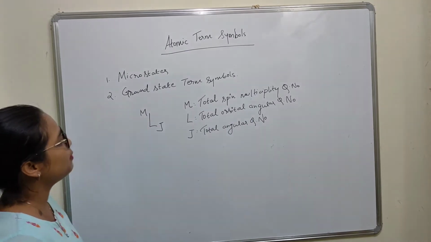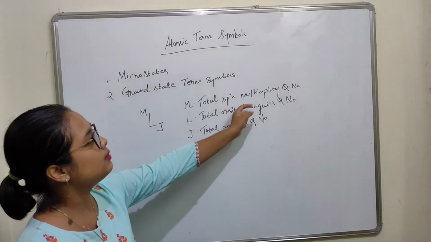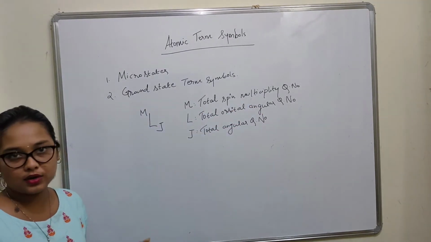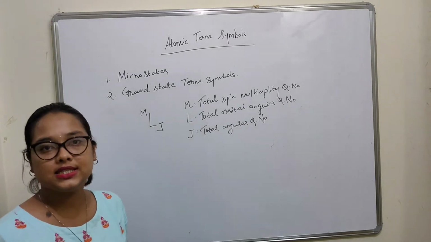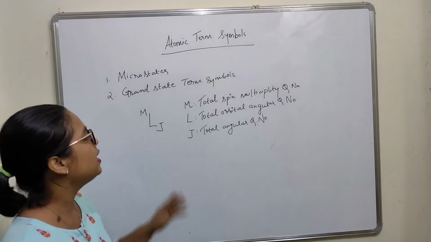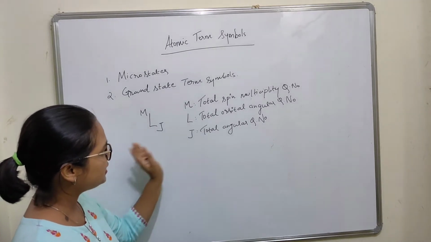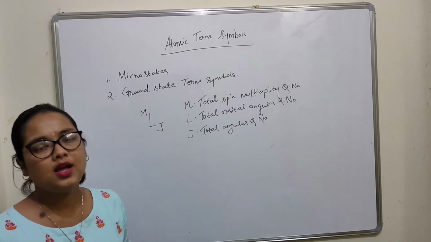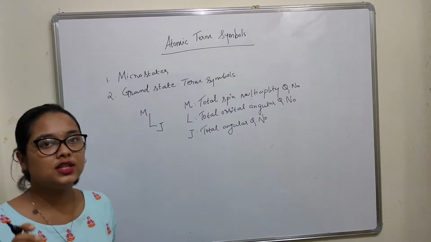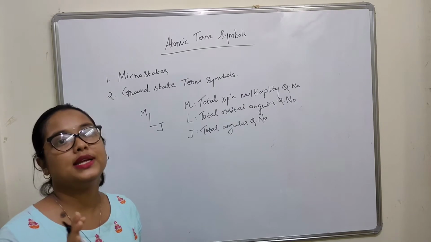Starting with M. M is nothing but the total spin multiplicity quantum number. M depends on the number of unpaired electrons which are present in the system, that is in simple terms. Actually the formal meaning of M would be total spin multiplicity quantum number, but in simple terms it depends on the number of unpaired electrons which are present in your system.